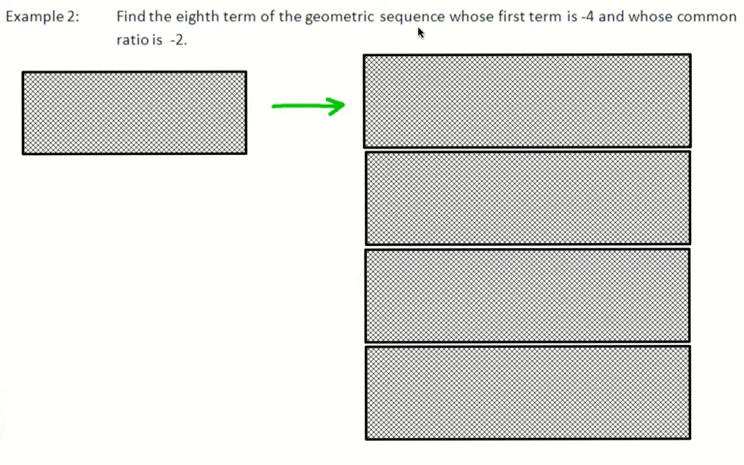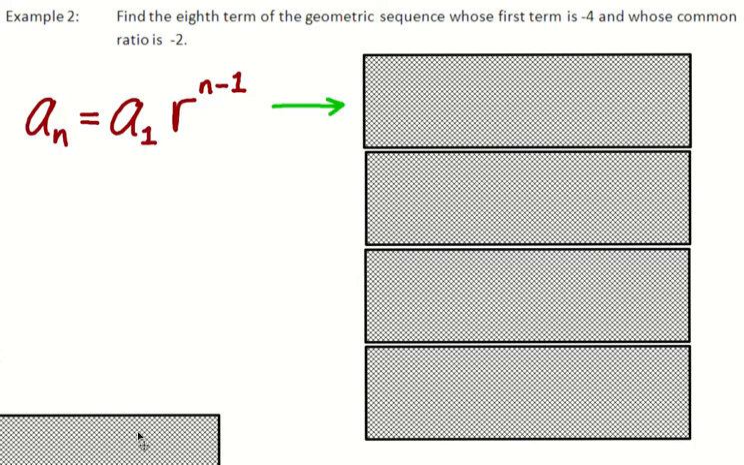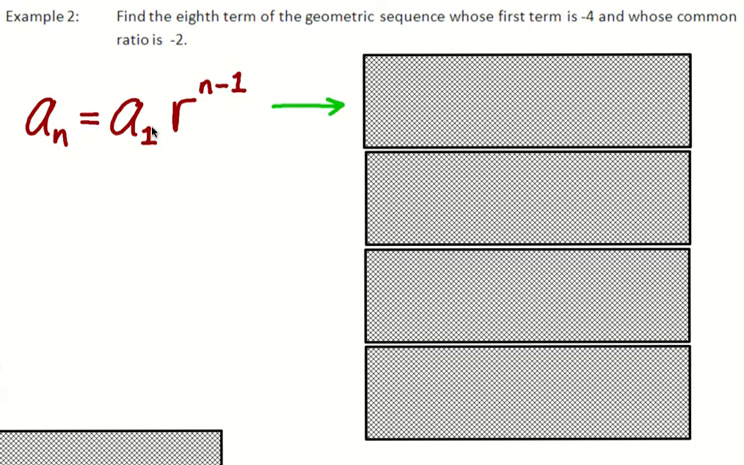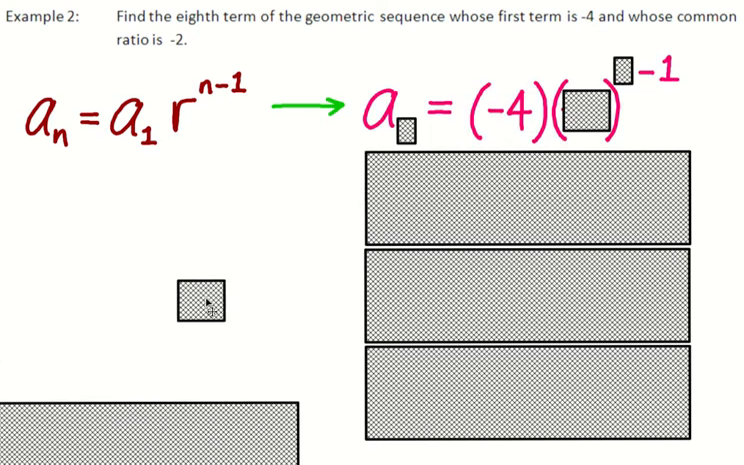Find the 8th term of the geometric sequence whose first term is -4 and whose common ratio is -2. So we're going to use this formula, and we're going to plug in what for a sub 1? Well, that's the first term. So we're going to plug in -4 for a sub 1, because they told us the first term is -4. What are we going to plug in for r? Maybe what they told us was r. Common ratio is -2. And what are we going to plug in for n? Well, we're jumping to the 8th term, so we're finding a sub 8, and so we're plugging in 8 for n.